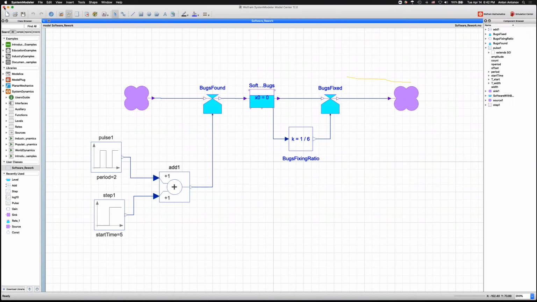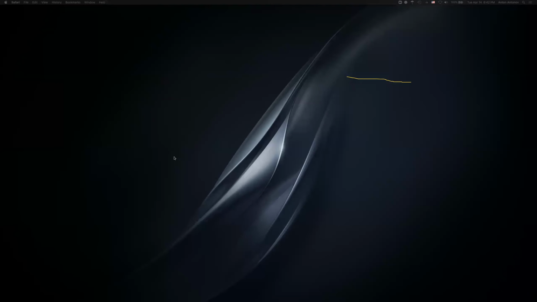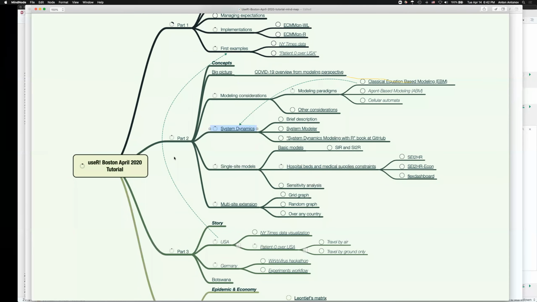All right, so I'm no longer going to be talking about the system model, and I'm going to be returning to the other parts of the presentation.